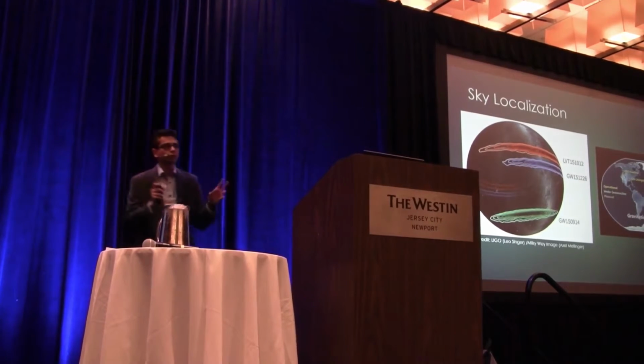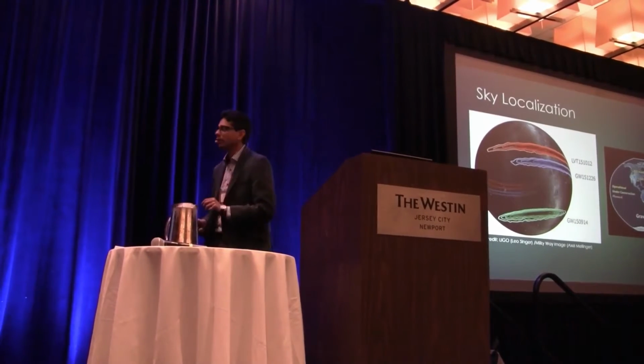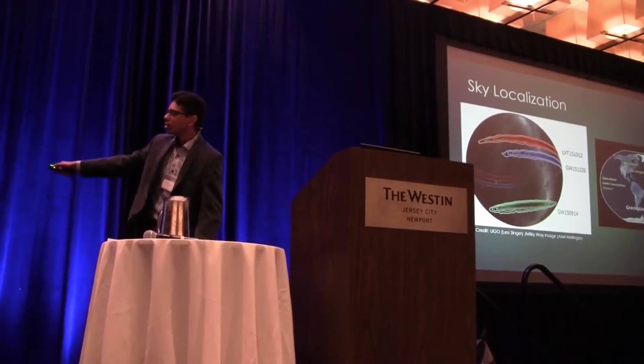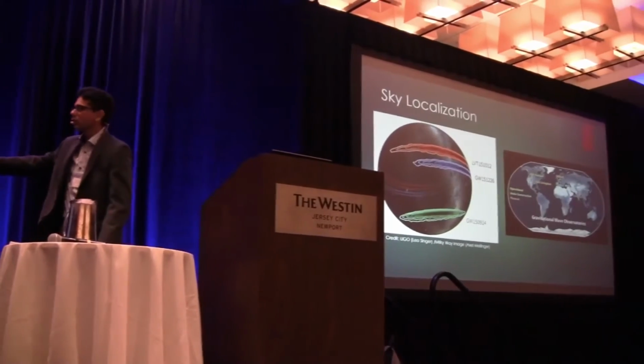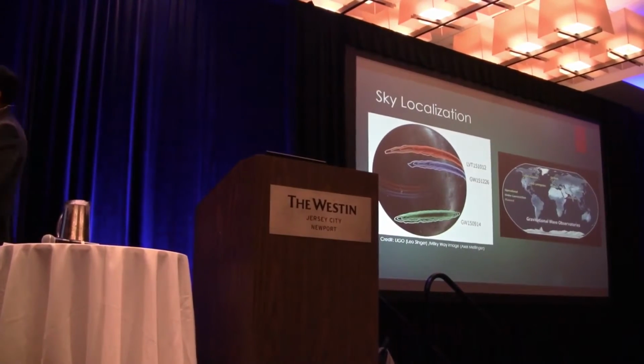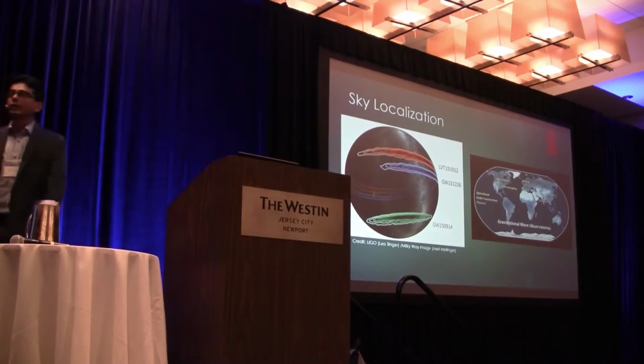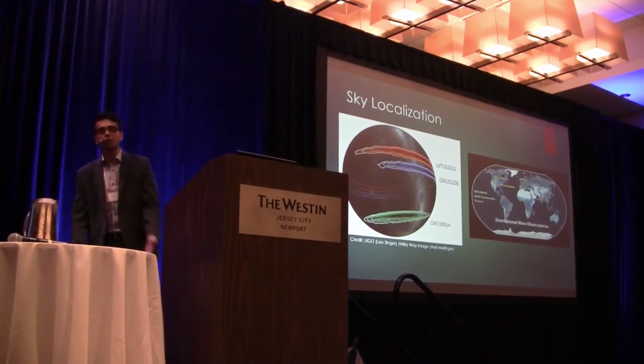LIGO only has 2 detectors, and because of the 2 detectors, it can only localize sources in this range. So the localization is not very good right now. Basically, we can only tell electromagnetic telescopes a search area of hundreds of square degrees, which is not very useful. But there are plans for additional detectors to come online.